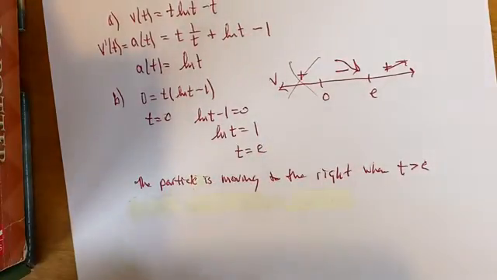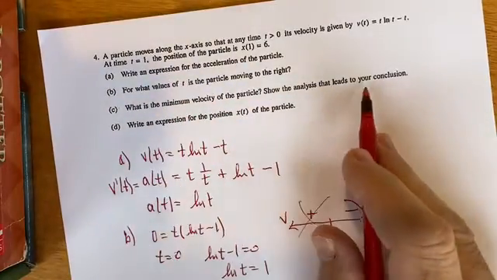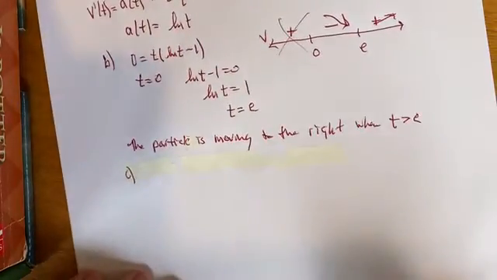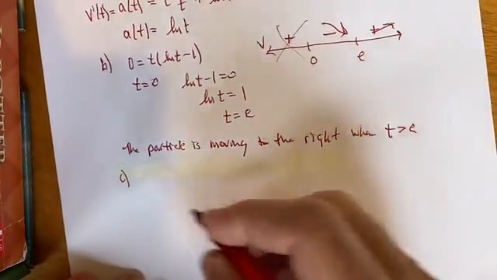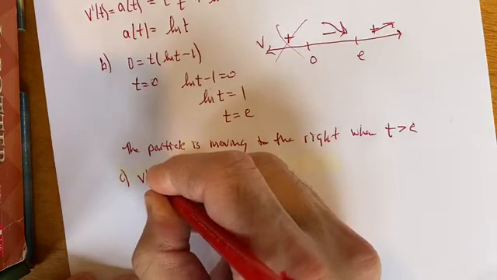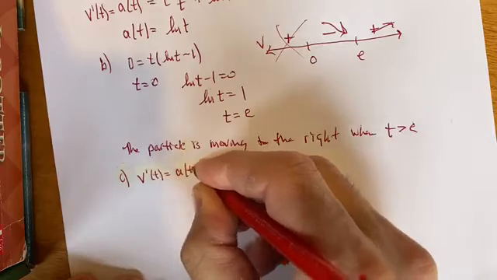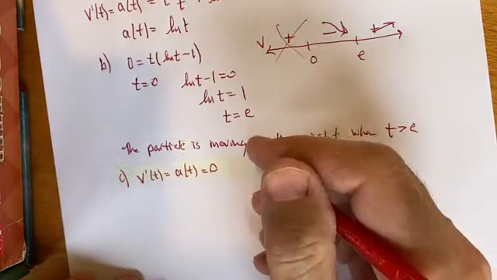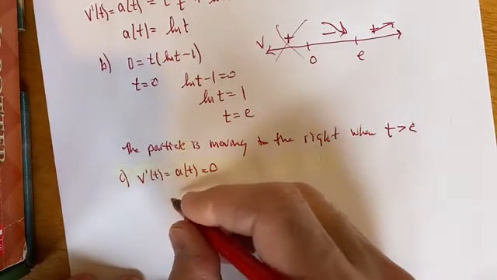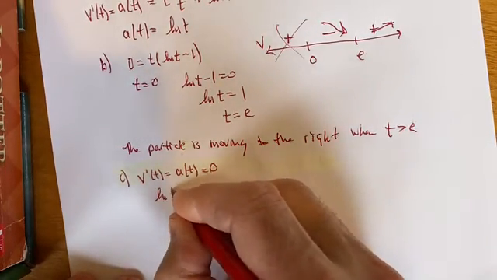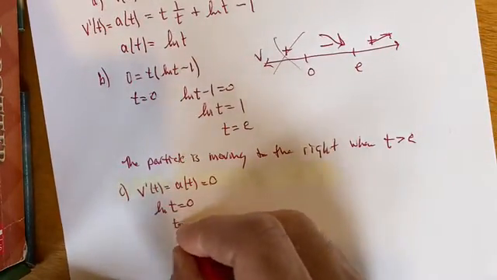Okay, for C, we need to find what's the minimum velocity. So the way you find the minimum value of a function is you take the derivative of the function. So v prime, which is acceleration, right? And set it equal to 0 and then solve for t. So we've got the natural log of t equals 0, and of course that happens at time equals 1.